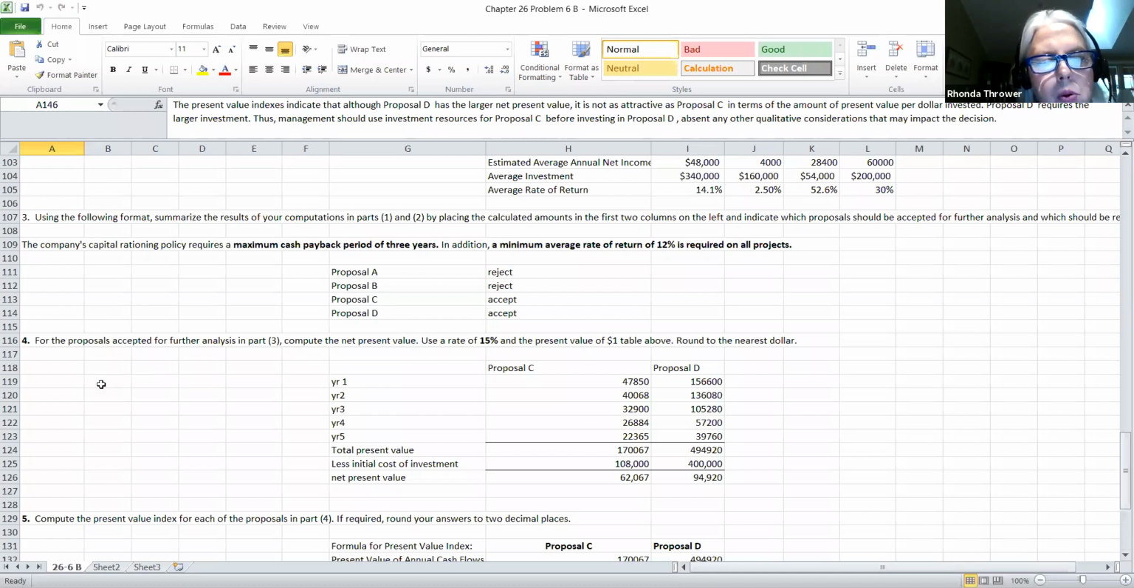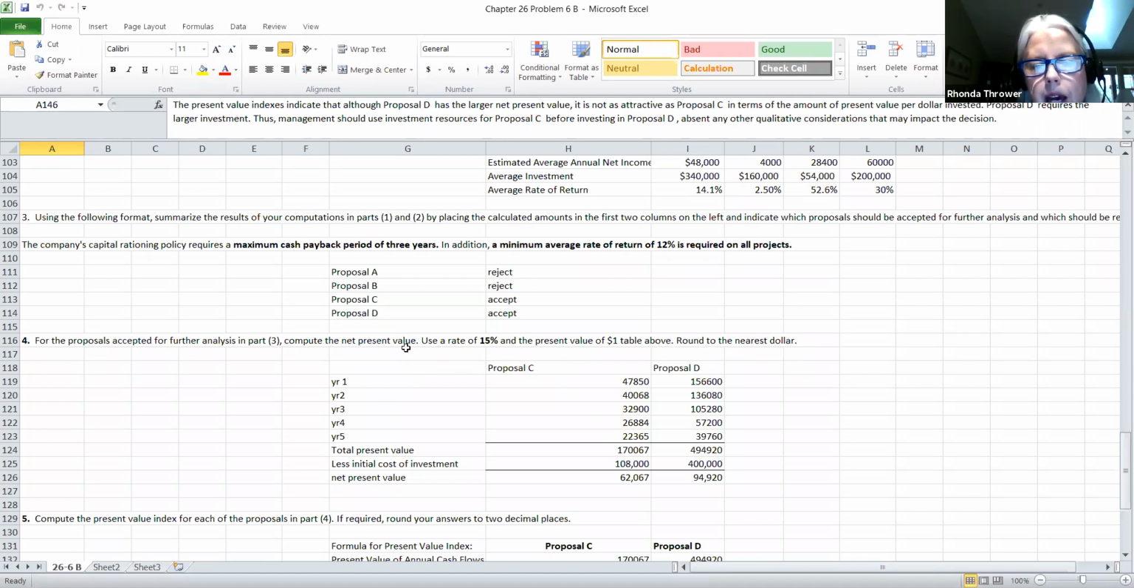So in part 4, it says for the proposals accepted for further analysis, compute the net present value. And they want you to use a rate of 15%, and they want you to use the present value of the lump sum table, which was given above. They also want you to round to the nearest dollar. So I'm taking proposal C, and I'm going to find the total present value of proposal C first.